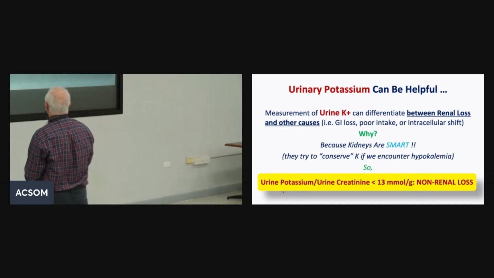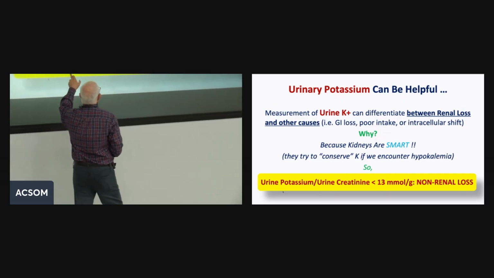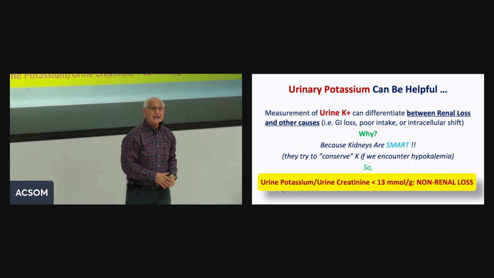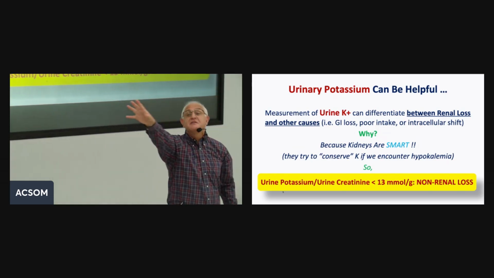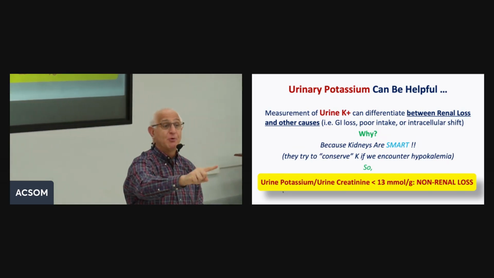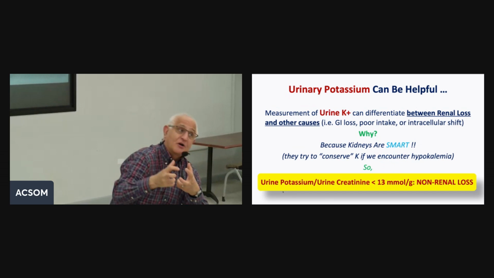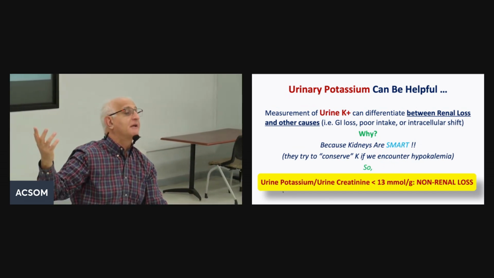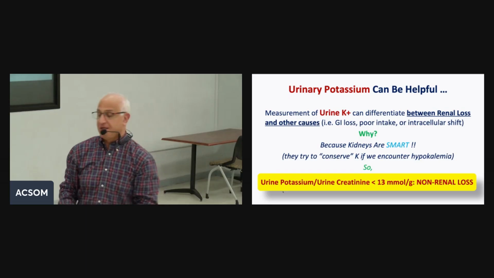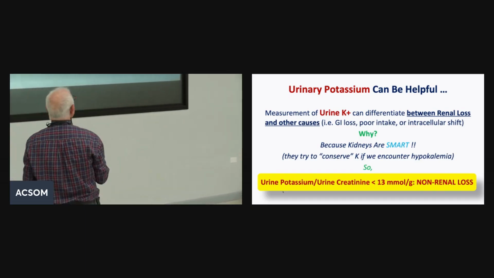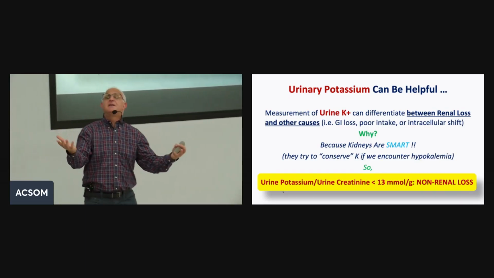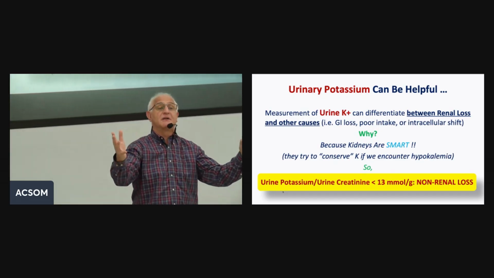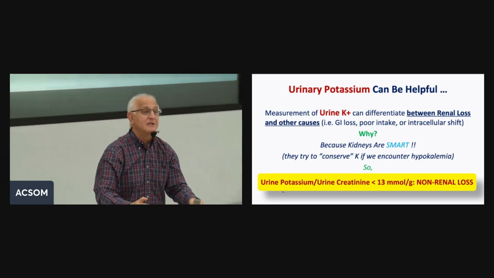So what you are going to memorize is that urine potassium to urine creatinine, if it is less than 13, it tells you that the kidneys are perfect. You have hypokalemia, and the kidneys are conserving all the potassium. There is no potassium in the urine. Perfect, right? Less than 13 millimole per gram. So you know that it is non-renal loss from anything else. You can say redistribution, it is GI tract, it is whatever, but it is not the kidney.